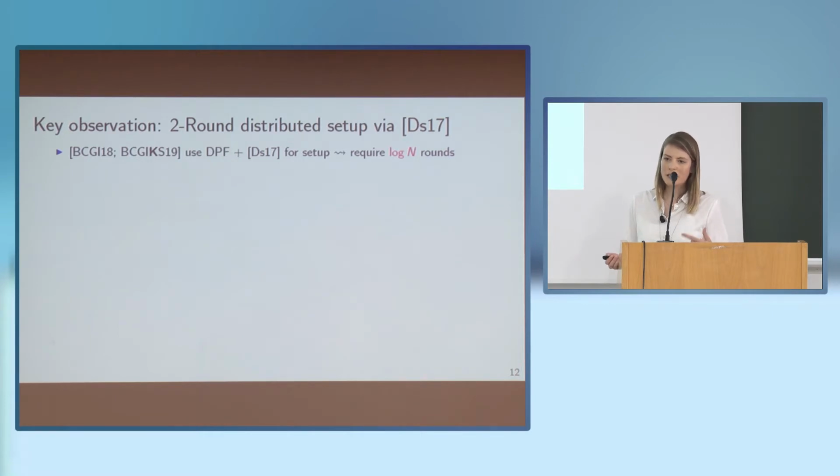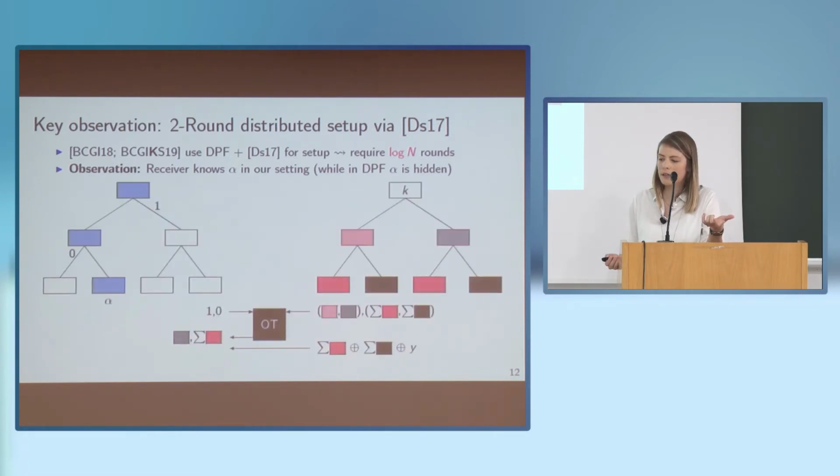And the observation of this work, why we get from log n rounds to 2 rounds, is that in our setting the parties know more than you're allowed to know for a distributed point function. You're actually allowed to know the alpha. And the receiver, so the alpha is the punctured point. So the receiver chooses the punctured point. She chooses it, it's her choice bits, so she knows where it is.